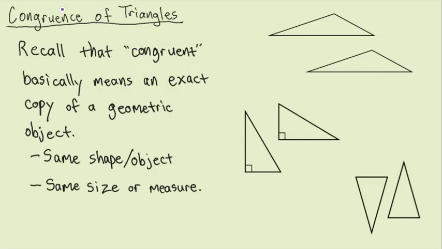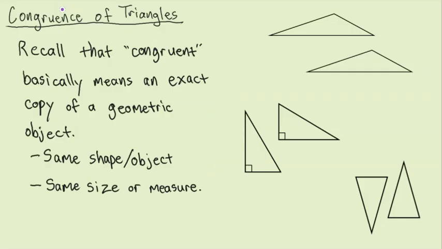Okay? Now, this is what we said previously. Congruent means that the two objects have the same shape. So they're both triangles. You can also say the same object. So like if you had a line segment and another line segment, they are the same object. Okay, so that's the first requirement. You can't say that a triangle is congruent to a rectangle. It's not possible because they're not the same object. They're not the same shape.